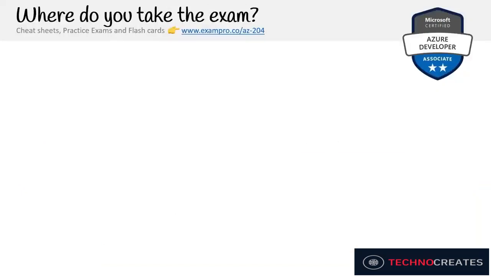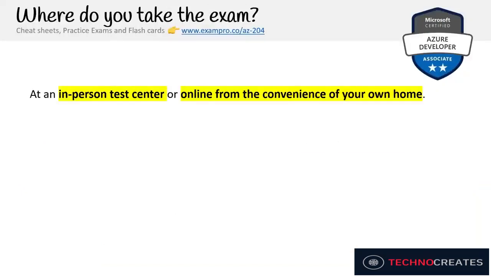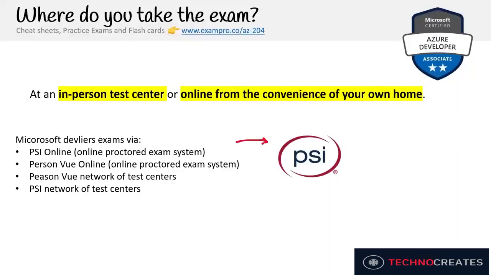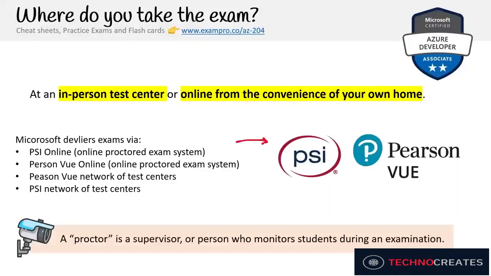So where do you take the exam? Well, you can do it in person at a test center or online from the convenience of your own home. Microsoft delivers exams via 2 different providers, PSI Online and Pearson VUE, and those are online proctored exam systems. Both of these providers have their own test center networks. So whether you want the online experience or in person, it's just going to be up to you. I strongly recommend, if you can, to go in person. It's less stressful if you have the opportunity. If you can't, you have to do it at home. They're more or less the same. I like Pearson VUE, but some people like PSI, so it just depends. After you take a couple, you'll decide which one you like.